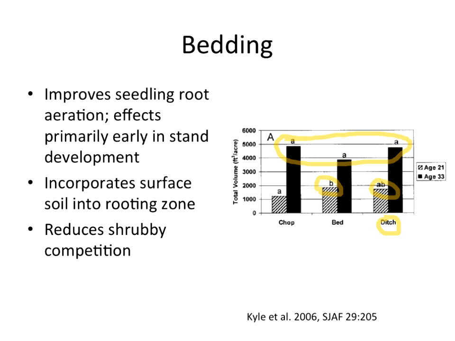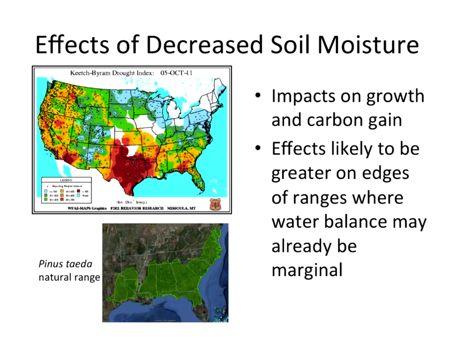Bedding has some other effects as well. It does incorporate surface soil into the rooting zone, so it can increase the organic content of soils, and it can also reduce competition to some extent. So bedding has a couple of positive effects on particular sites. And obviously it shouldn't be done everywhere, and it has a cost that you should consider relative to its benefits. So that's sort of one of our main techniques for dealing with too much water.